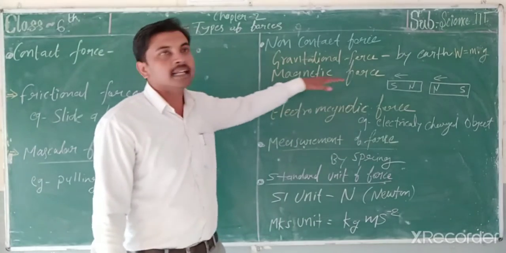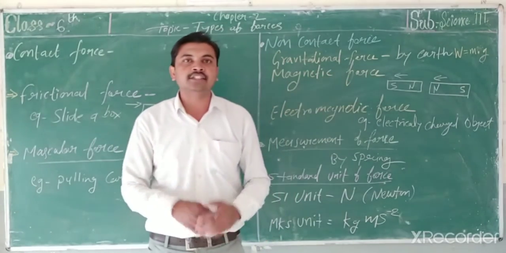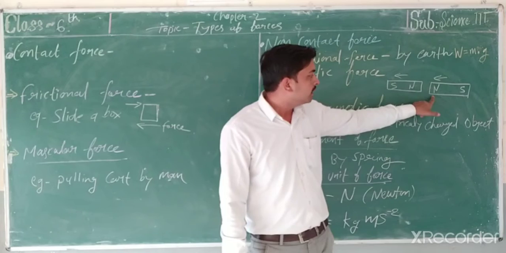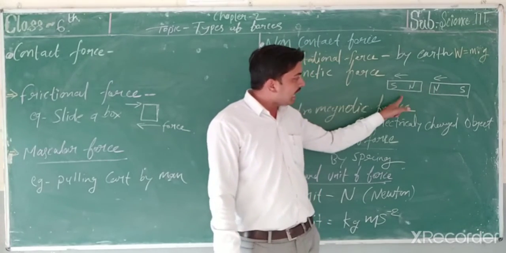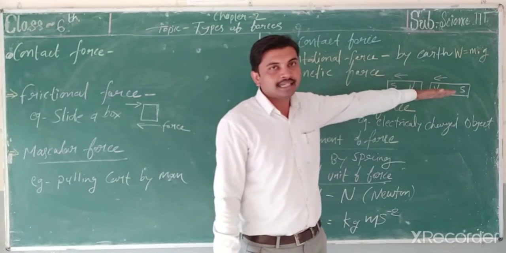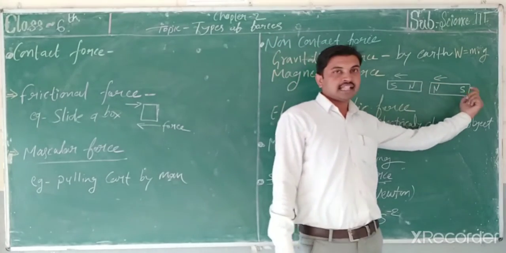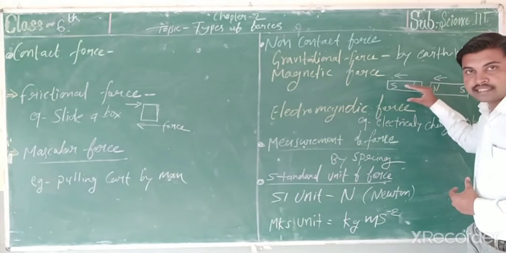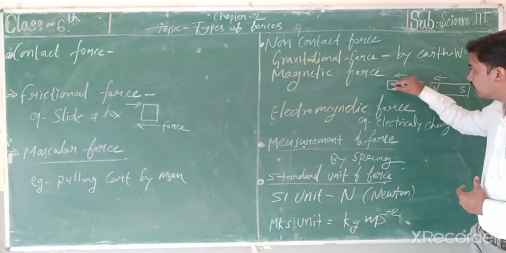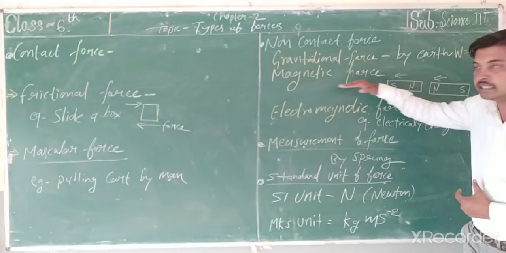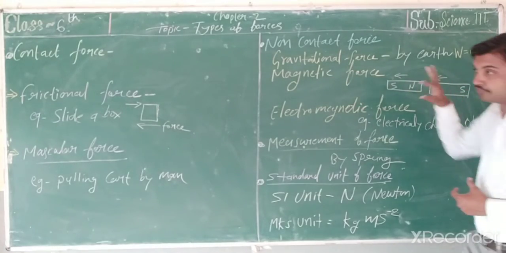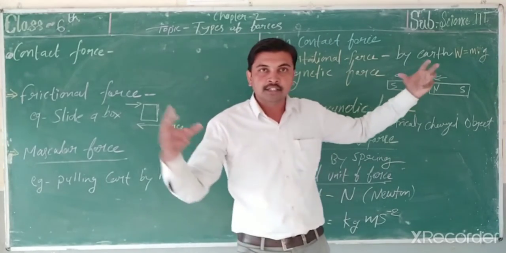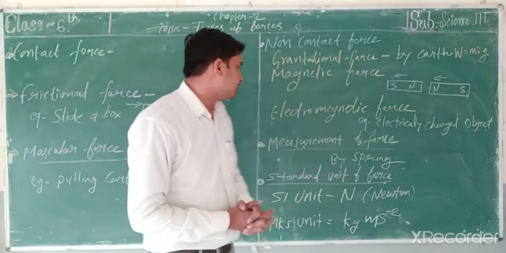The second one, magnetic force. I already gave you the example of two magnets. Suppose we have two bar magnets, and we take the north pole of one magnet towards the north pole of another magnet. When we slide the second magnet towards it, this magnet repels the other magnet. On the other hand, if we change the pole of one magnet, both magnets are attracted to each other.